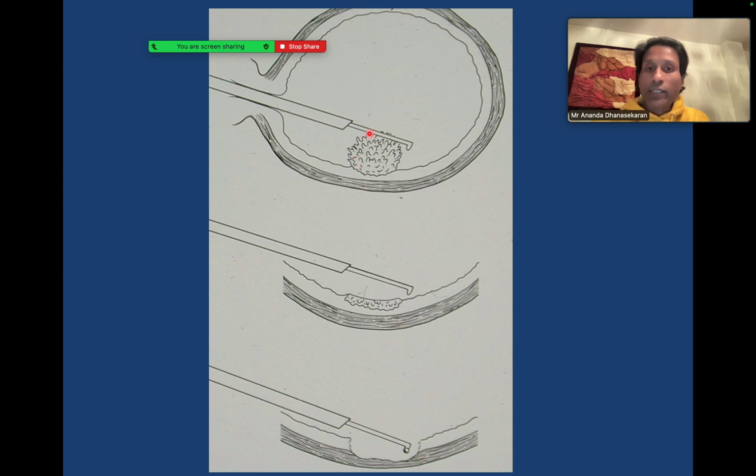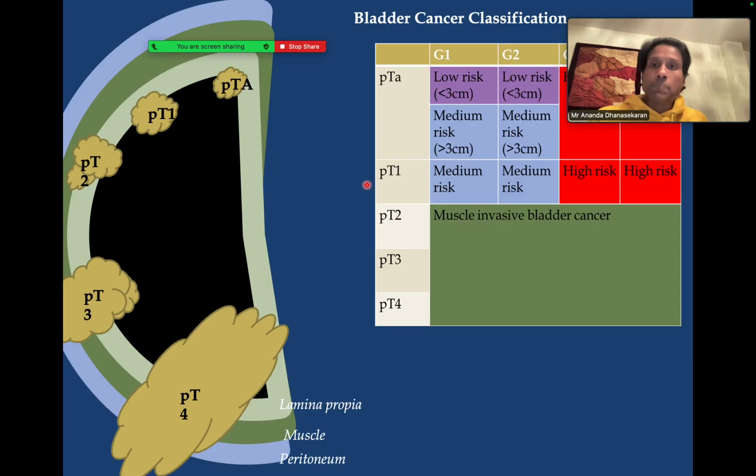Because as long as the bladder cancer is not involving the muscle, the treatment is very conservative, which means we will preserve the bladder. But if it involves the muscle, the patient may end up having a radical cystectomy. As I said, cysto means bladder, cystectomy means removal of the bladder, which we will see in future slides.